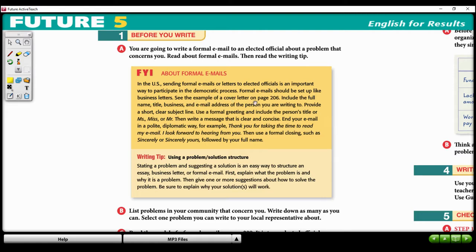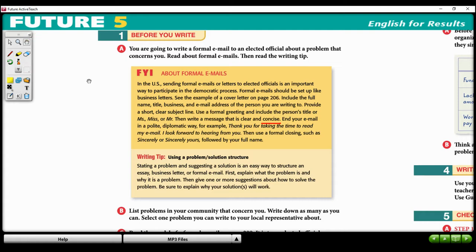See the example of a cover letter on page 206. Include the full name, title, business, and email address of the person you are writing to. Provide a short, clear subject line. Use a formal greeting and include the person's title or Ms., Miss, or Mr. Then write a message that is clear and concise. Concise means that it is short, it's direct, and it's to the point.